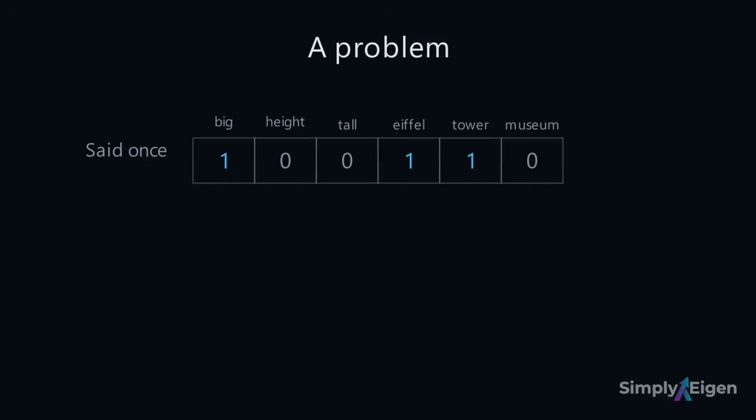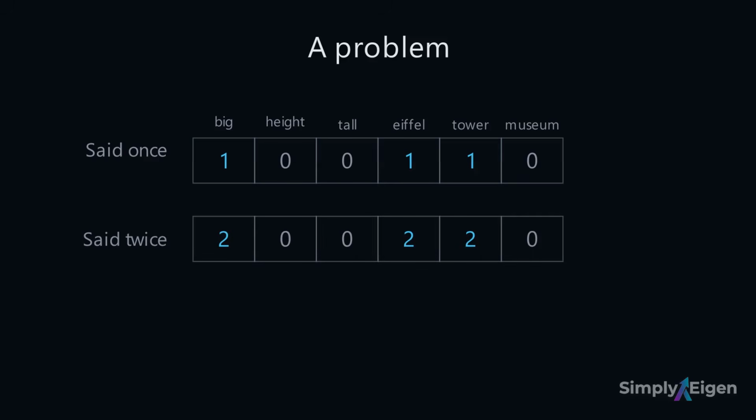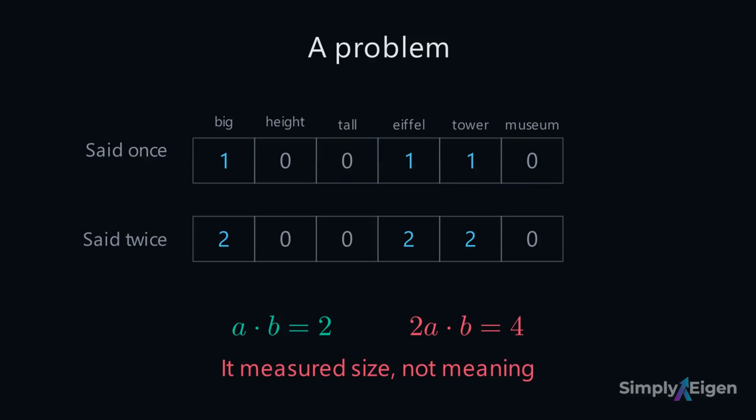But there is a problem with using the dot product directly. Take the first sentence and simply say it twice. Every count doubles. The whole list doubles. And when you run the dot product, the answer doubles as well, from 2 to 4. The sentence did not become more similar to anything. It just got longer. A measure that rewards length is not measuring meaning. It is measuring size.